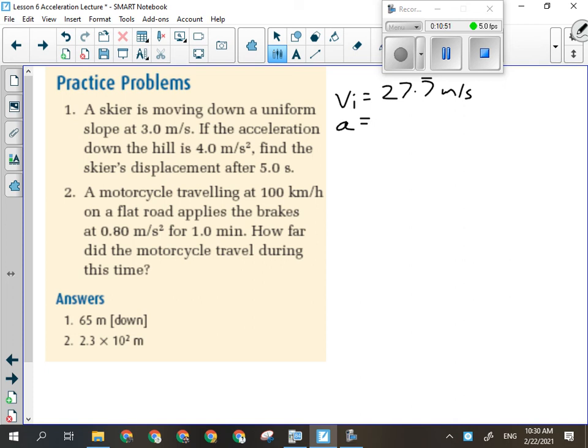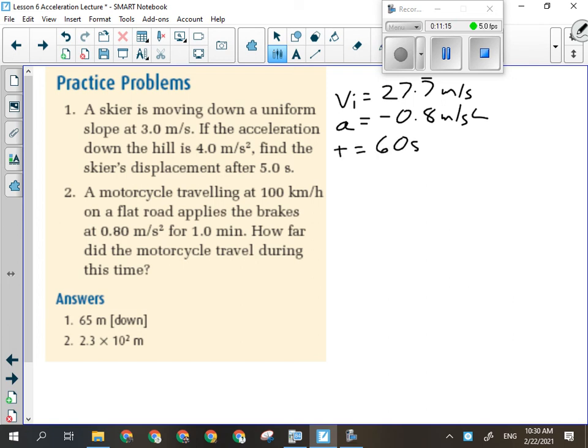Backwards. That's the key to this question. You won't get the answer right if you don't realize that brakes make you go slower, not faster. If you put in a positive 0.8, you're going to say that slamming on the brakes causes the exact opposite effect that you desire, which is to slow you down. So, negative 0.8 meters per second squared, for 1 minute. So our time is 60 seconds.